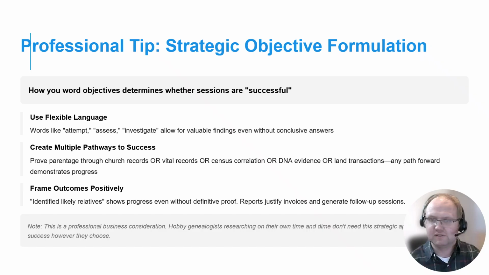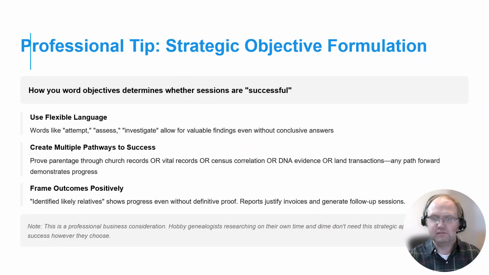So, multiple pathways help success as well. Not limiting ourselves to just one record type or one means. It's like you can prove parents through finding a particular record, church, vital, census. Or you can prove it with a combination, because sometimes you might take multiple sources of indirect evidence from a bunch of different places to narrow down on it. Any of these paths forward demonstrate progress. Don't lock yourself into just one rigid path where it's either there or it isn't, and if it isn't, you're doomed.